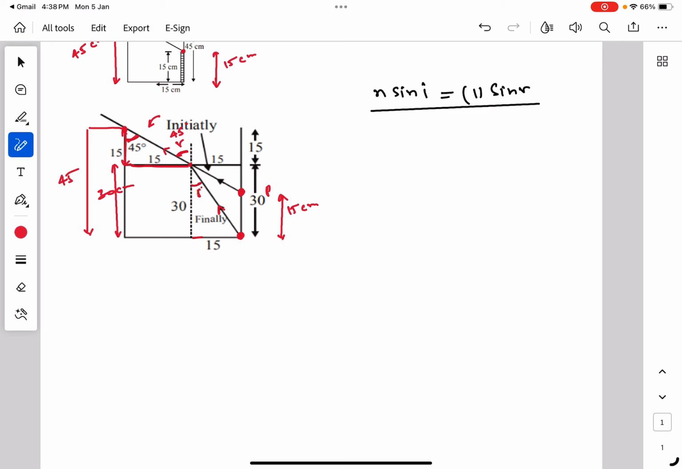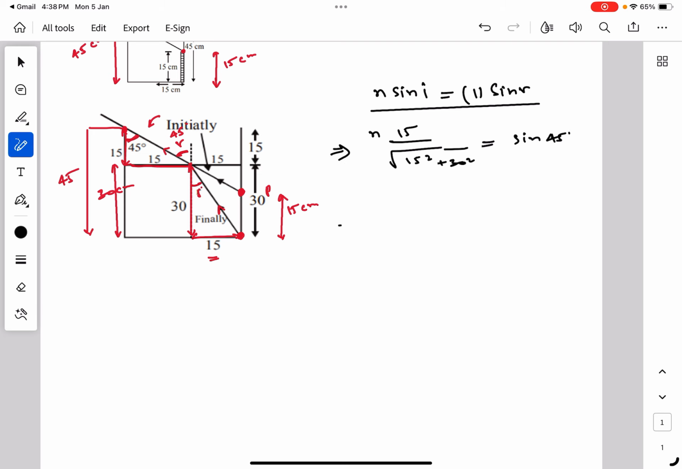Sin i can be found out since we already have these lengths. This is the radius of the jar, 15 cm, and the height of the liquid is 30 cm. So let us put the values. Sin i is 15 upon root of 15 square plus 30 square, and this is sin 45 degrees.